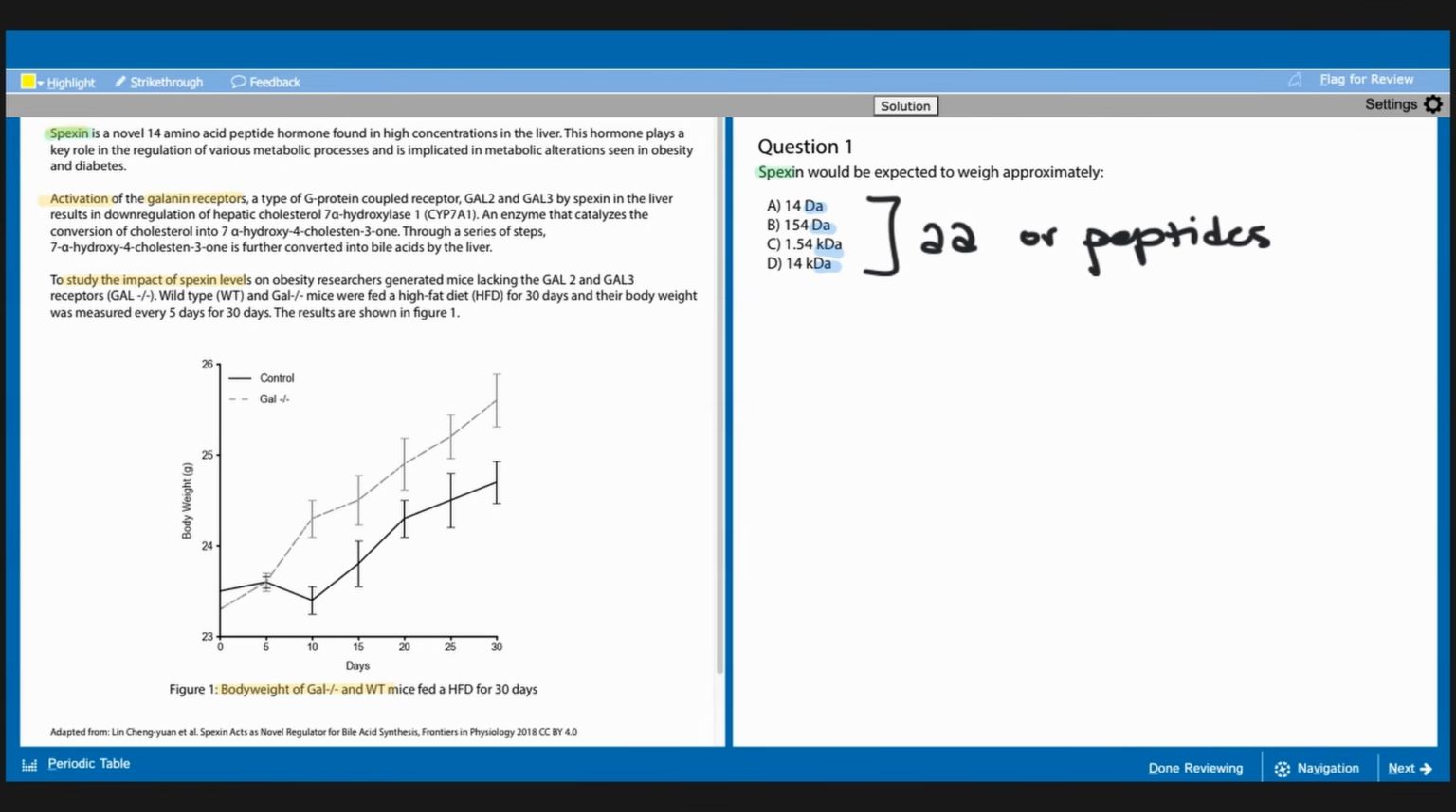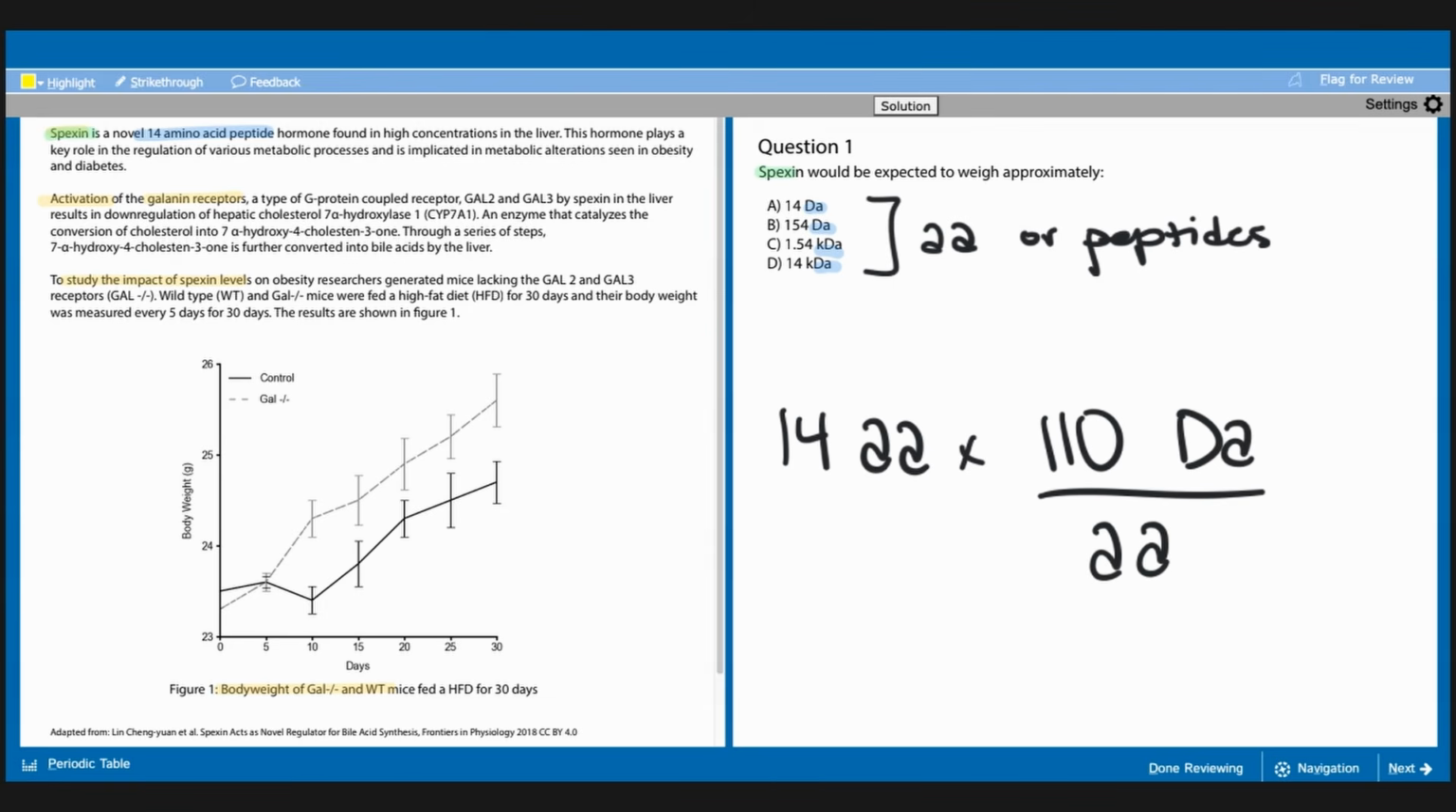So when I read this first sentence, it says spexin is a novel 14 amino acid peptide hormone, and then it goes on and talks about other things. What am I going to pull out from all of this? Well, the overlap between spexin and amino acid information would be that there were 14 amino acids. If I know that a single amino acid is 110 Daltons, then I can figure out what the weight of 14 amino acids would end up being, just by multiplying those two numbers together. So in this case here, that would be 14 times 110 Daltons.